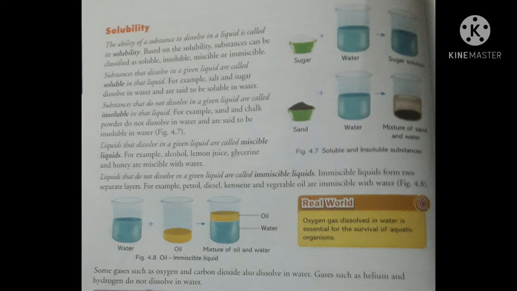In figure 4.8, we see an immiscible liquid, oil. When water and oil are mixed together, oil forms the top layer and water forms the bottom layer, and they can be easily seen. So oil and water are an example of immiscible liquids. In the real world, oxygen gas dissolves in water and this is essential for the survival of aquatic organisms. Children, I think you know this fact: aquatic organisms get oxygen from the water as it has dissolved oxygen.